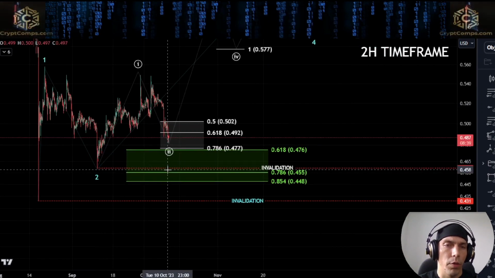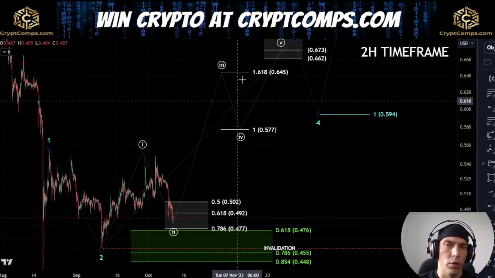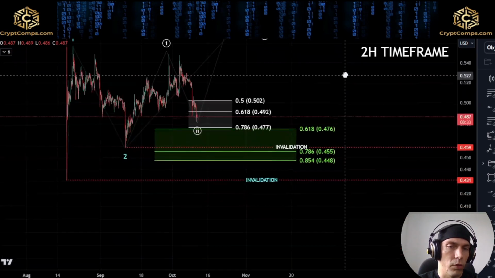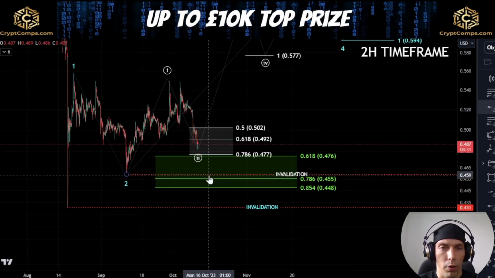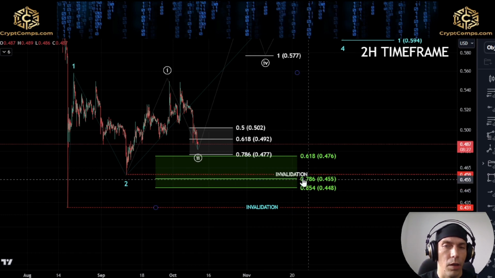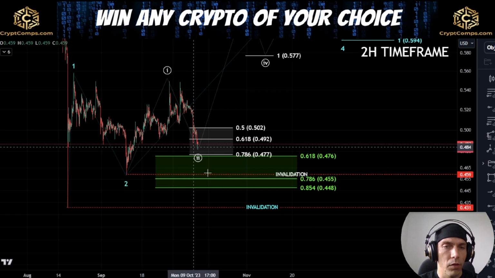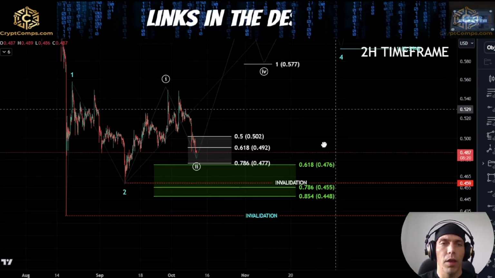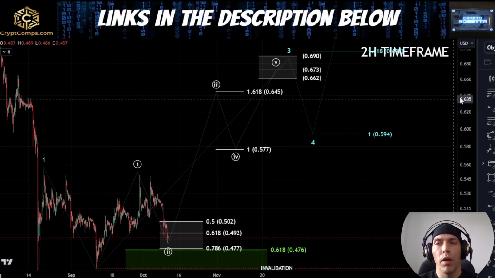If we do hold above this level, we could then potentially start to look for this 1618 rally towards 64 cents. If we, however, break down below this invalidation line, I'm going to be keeping an eye on this 786 and this 854 as our last form of defense here, where we could potentially look to protect this low. If we do hold this low, then we can still look for this idea of the blue wave count here.